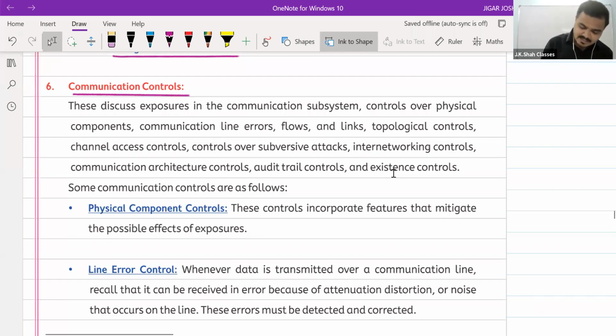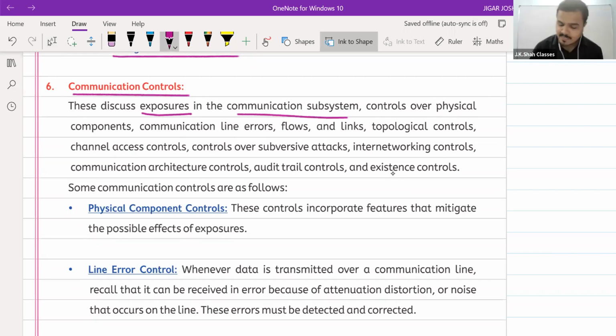This discusses the exposures in the communication subsystem, and controls over the physical component. Many times we do not keep controls over physical components. Let me share an example, and you will be highly surprised. In Gurgaon, near Delhi and Noida, a very good city, there was a hotel that wanted to put glasses in all the rooms. They gave the order to a reputed company, well known in the local area.